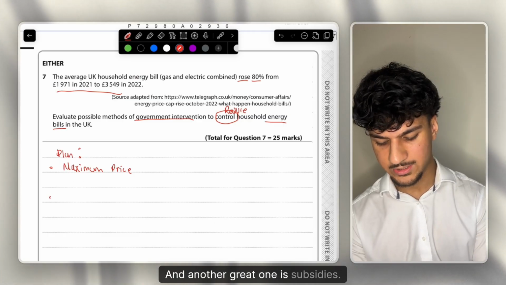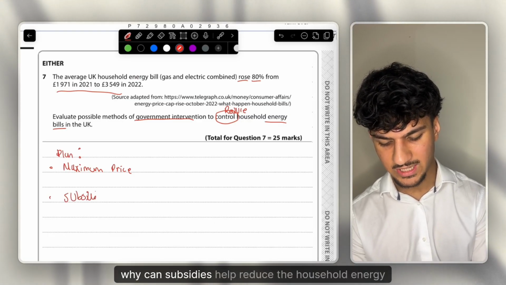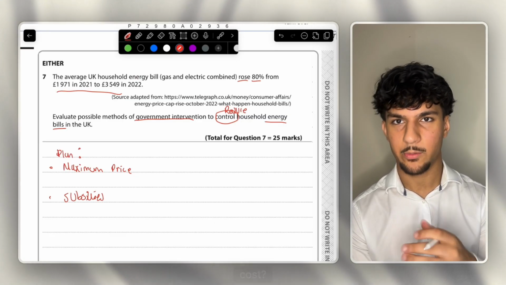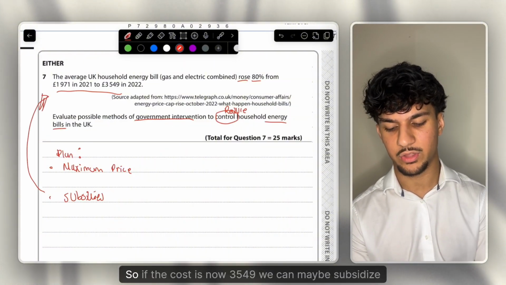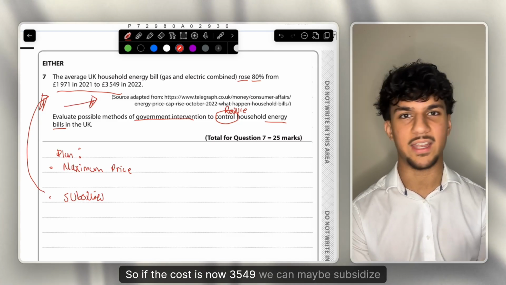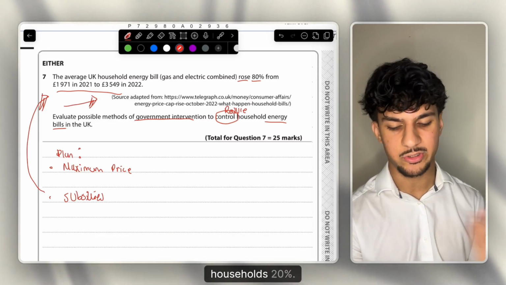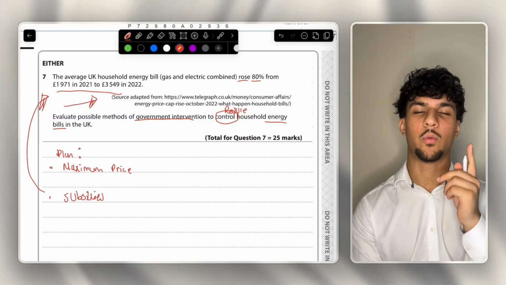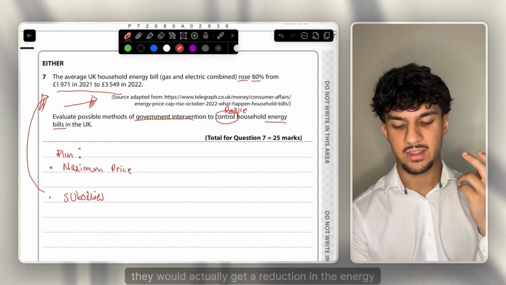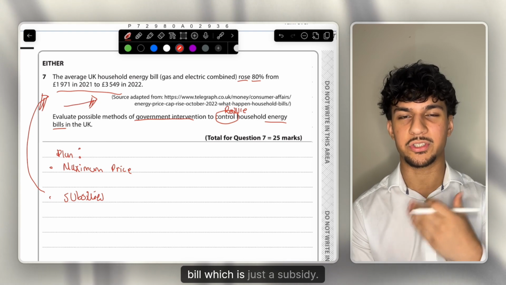Another great one is subsidies. Why can subsidies help reduce household energy costs? Because it depends who we subsidise. In this case, we can subsidise the household. So if the cost is now $3,549, we can maybe subsidise households by 20%. It's like in the UK, when the energy bill crisis was happening, single person households would actually get a reduction in the energy bill, which was just a subsidy.